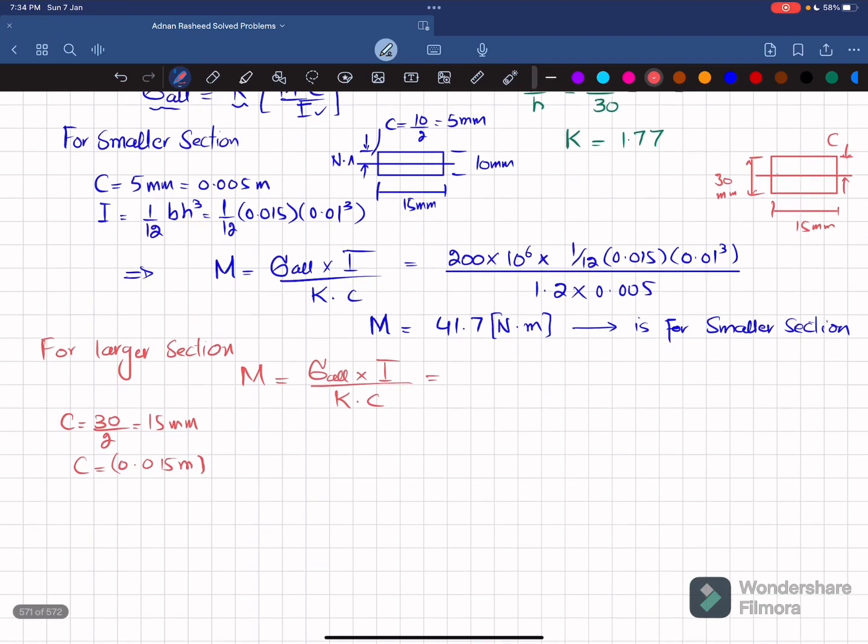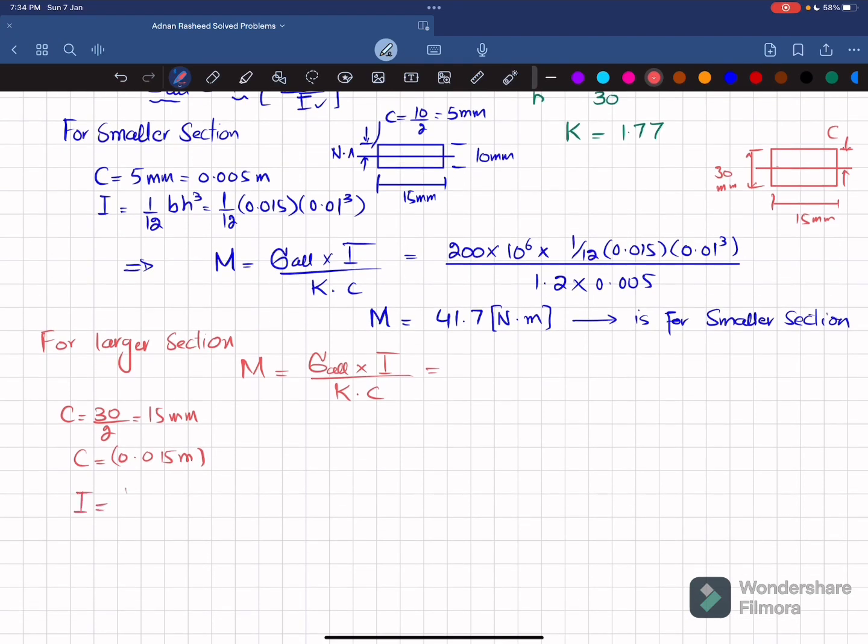What about I? I is the moment of inertia. So for that, it will be equal to 1 over 12. Its breadth, which is 15 millimeter, and in meter it is 0.015, and height is 30 millimeter. So 30 is 0.030 cube. Clear? And K we have calculated for larger section is 1.77.